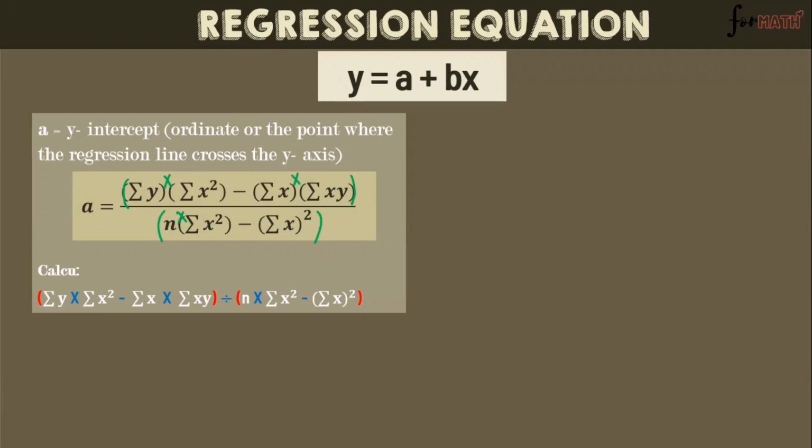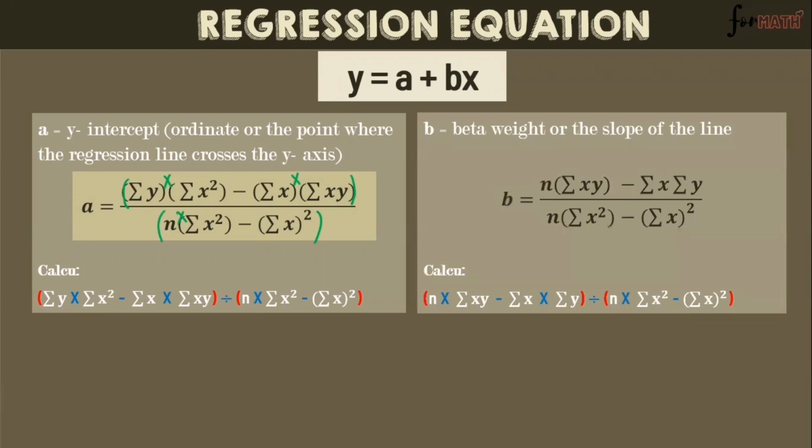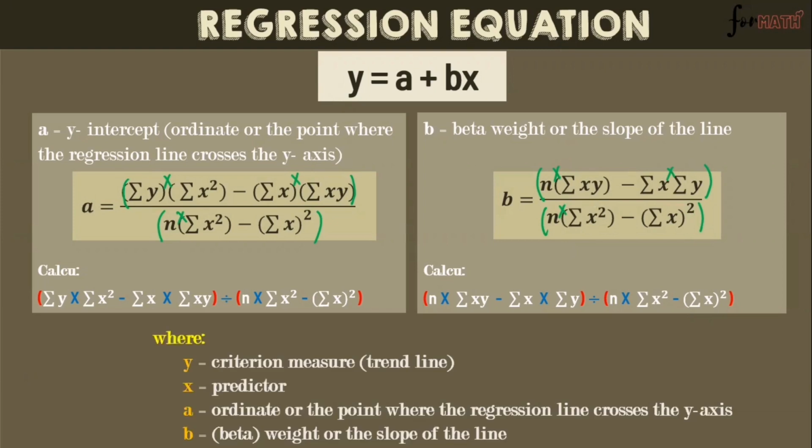Okay? And for the letter B, which is yung B natin ay yung slope of the line, ito naman po yung formula natin. So, ganun lang din po, open parentheses, times dito, close. Open, times, close. Okay? So, remember that y is the criterion measure, yan yung ating pinipredict, and then yung x natin, yung predictor. Yung a natin is the y-intercept, and then b is the slope.